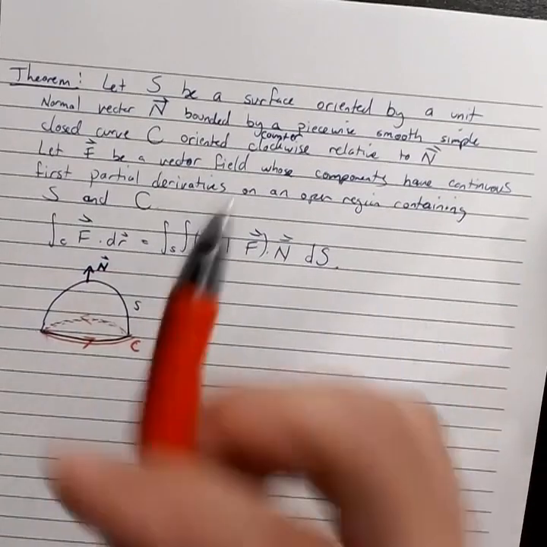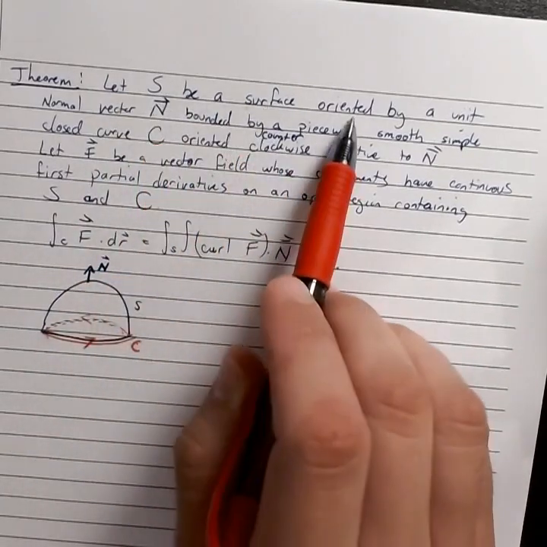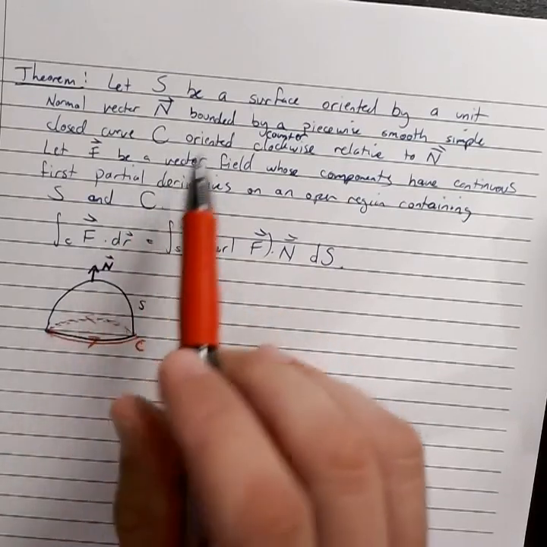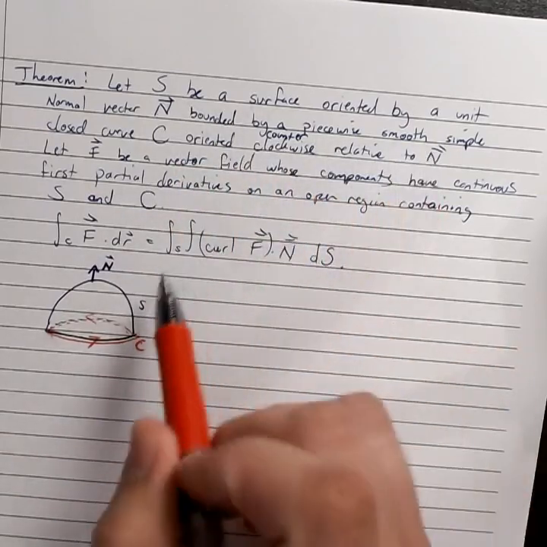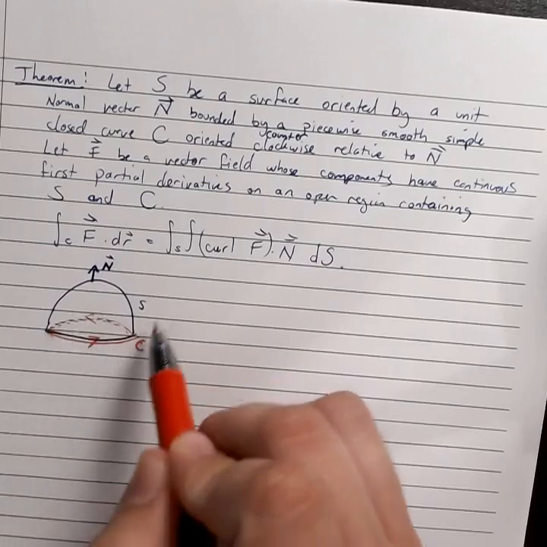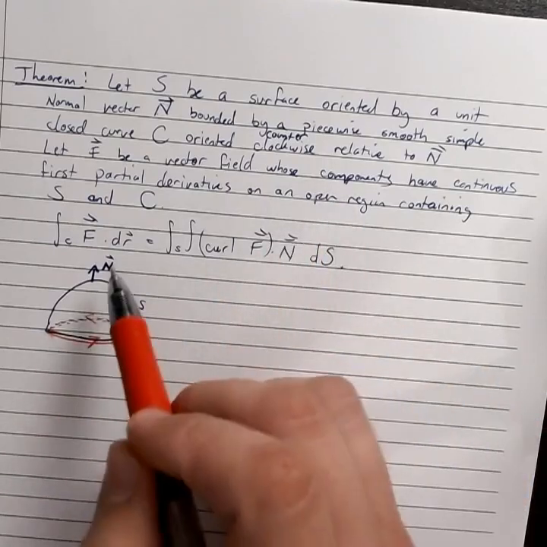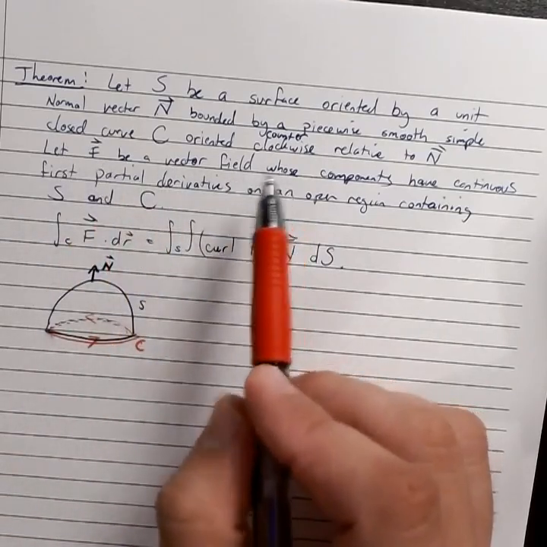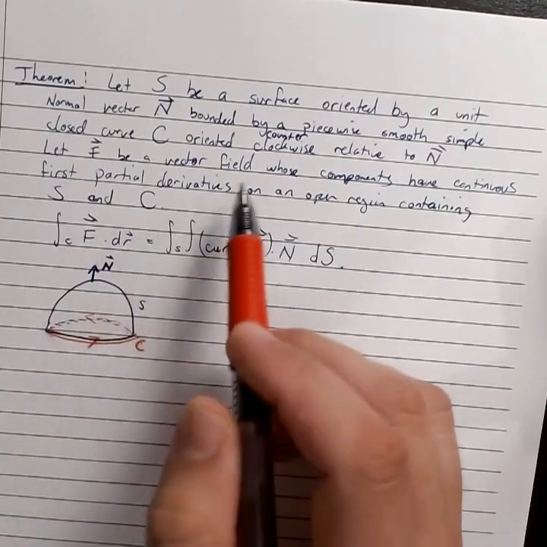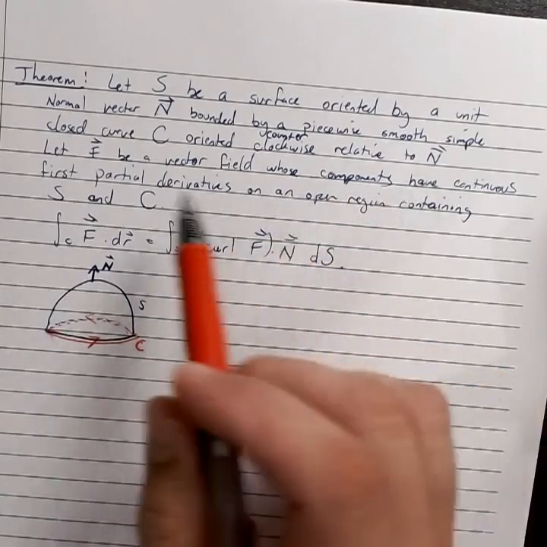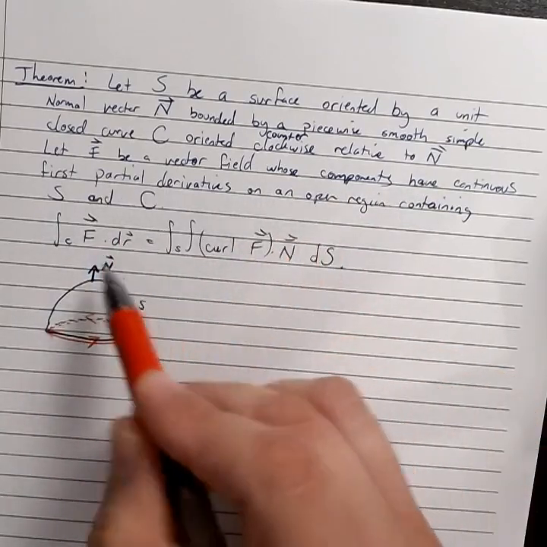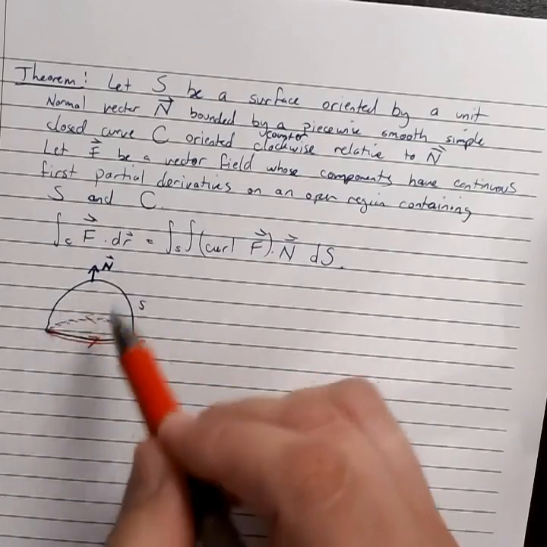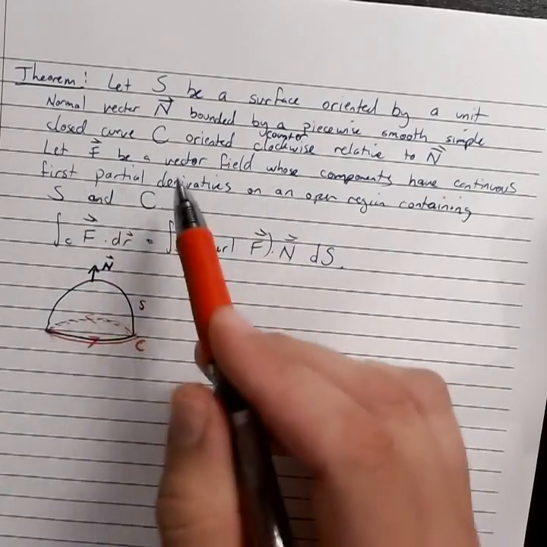All right. So that's what we have here. S is a surface oriented by a unit normal vector, whatever way it's pointed. Here I've drawn it up, but it can be in any direction. That surface is bounded by a smooth, simple closed curve that's oriented counterclockwise, as we've drawn here, relative to n. If n changes, so does this. All right. Let F be a vector field. So this is sitting within a vector field, and the components of the vector field have continuous first partial derivatives in an open region. So for every point on the surface and the curve, you have continuous first partials.